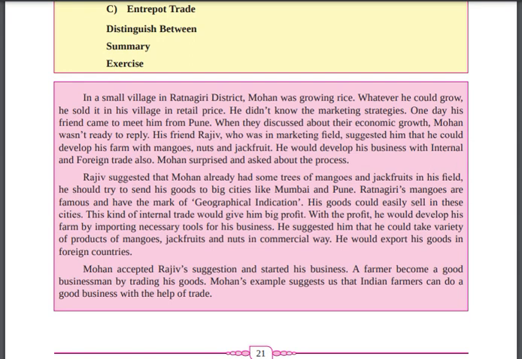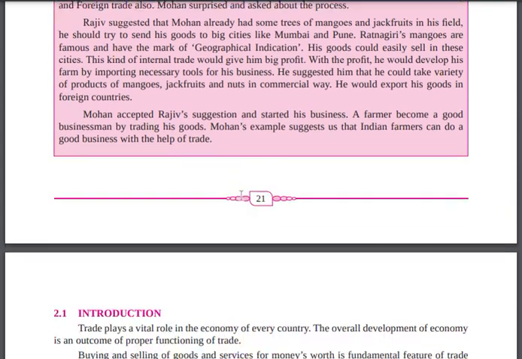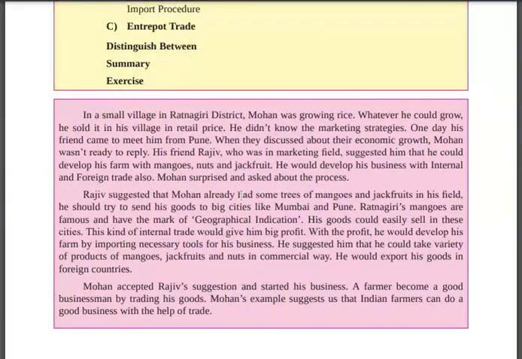Okay, Mohan accepted Rajiv's suggestion. Started as a farmer, he became a good businessman by trading his goods. Mohan's example suggests that an Indian farmer can do good business with the help of trade. So here, in short, the case study is saying that Mohan is a person who was growing rice, and if he grows mangoes and sells them, he is trading in internal trade, and becomes a good businessman. Okay, so with the help of trade we can become a good businessman.